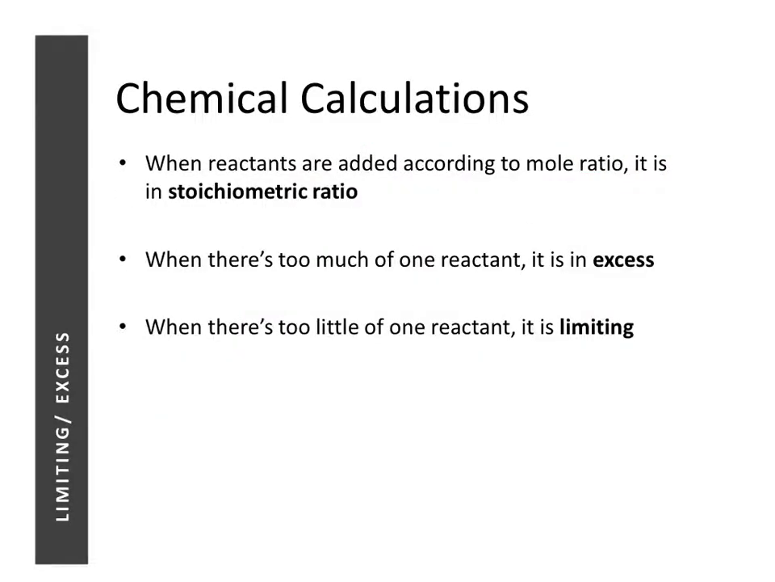Now, how do we apply it to chemical calculations? In chemical calculations, when the reactants are added according to the mole ratio, that means in just nice amounts, we say that they are added in stoichiometric ratio. When we have too much of one reactant, that reactant is in excess. When there's too little of one reactant, we say that the reactant is limiting.